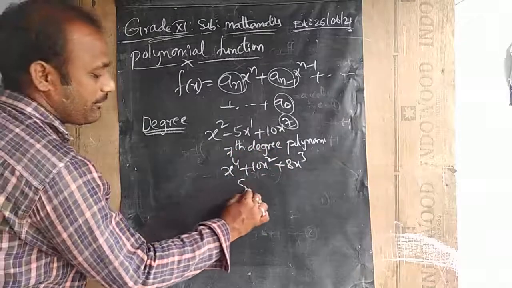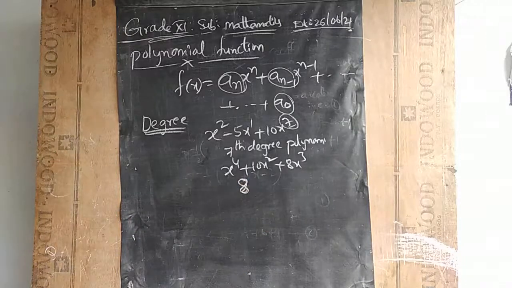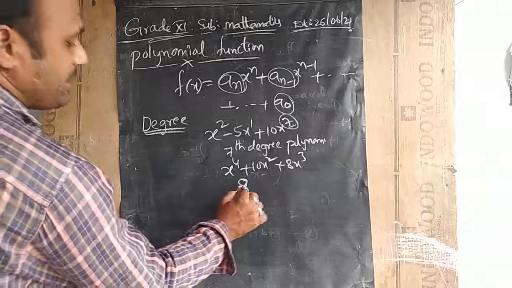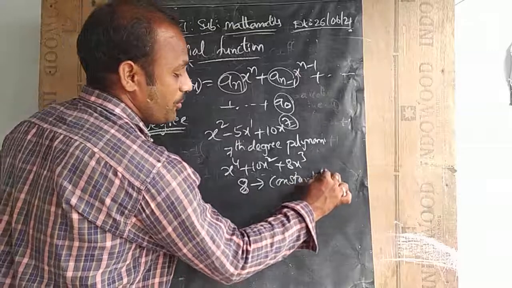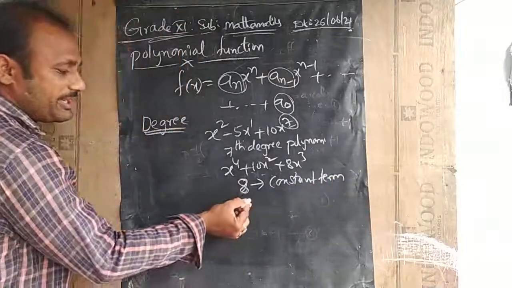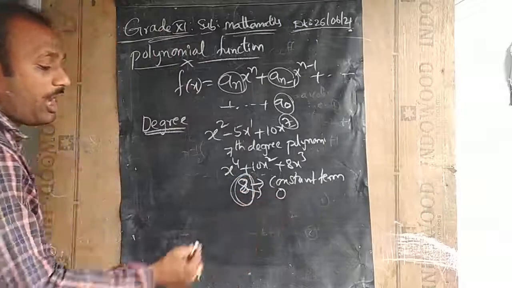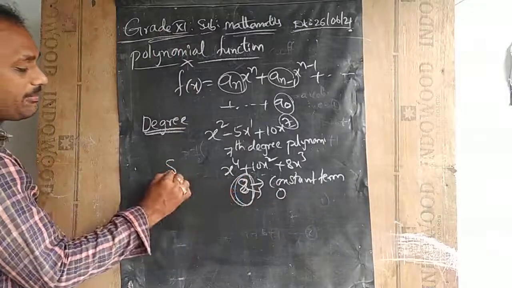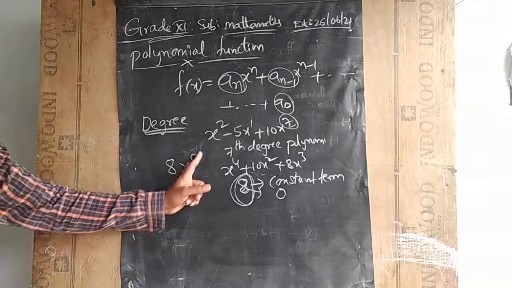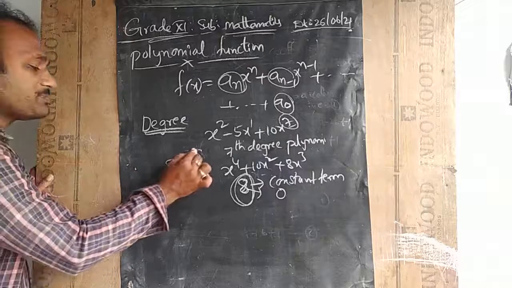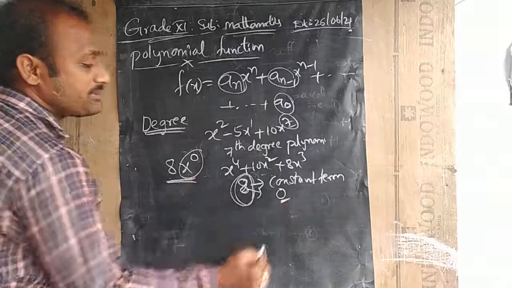Now for example, if I am writing here 8, a number, what is the degree of this polynomial? Generally we can say this 8 is a constant term. There is no variable at all. So for a constant, the degree will be 0. How it will be 0: 8 can be written as 8x power 0. Anything power 0, a power 0, the answer is 1. So x power 0 also gives 1. So the degree of a constant number will always be 0.